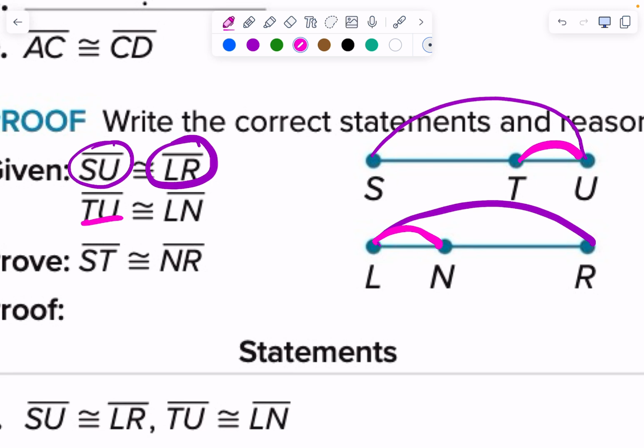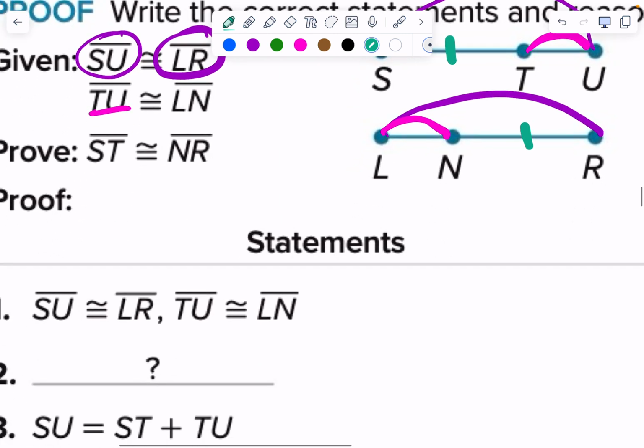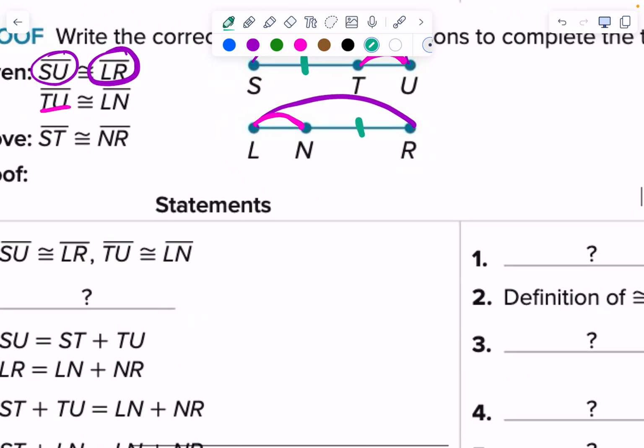They want to say, okay, if those two things are the same as each other, then ST, which is this guy, is the same as NR. Can we prove that? Yeah. Does that logically flow, that that should be true, right? Okay, let's break it down. Let's figure out what we're doing here. Okay, let's prove it.